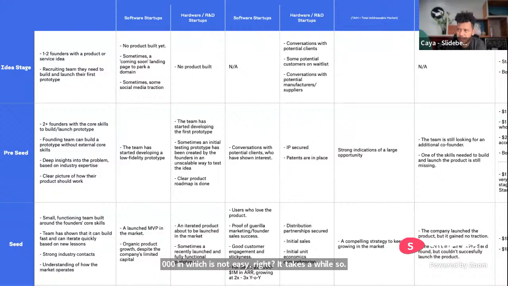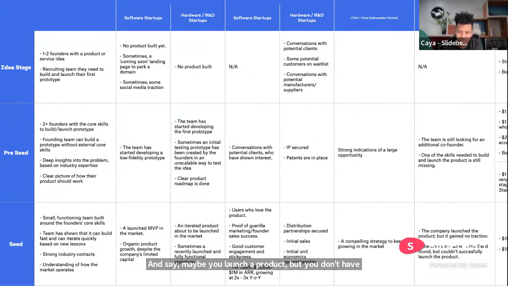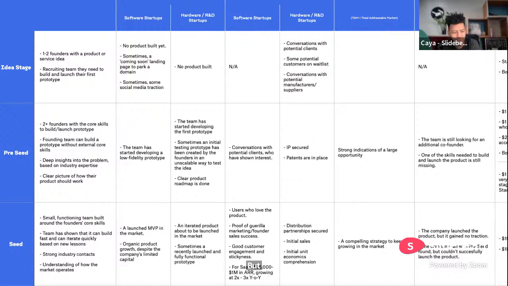So the crucial part of this is that when you raise money for pre-seed, you need to make sure that the money that you raise is enough to get there. Because if you get stuck in the middle and say maybe you launch a product, but you don't have enough traction for it, then you're going to be in this chicken and egg catch-22 situation where you're too late for a pre-seed round, but you're too early for a seed round. And investors hate investing in companies that have a product that launched but has no revenue, because what that story is saying is, oh, you launched a product, it's not working, and who wants to put money in a sinking ship, right? So that's why you always should budget to make sure that you get to the next fundable milestone.